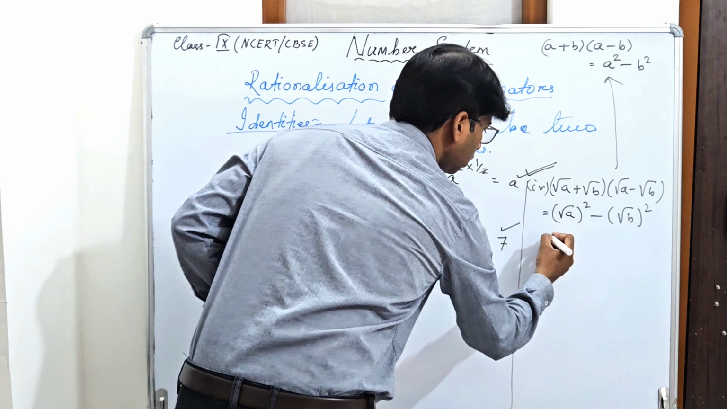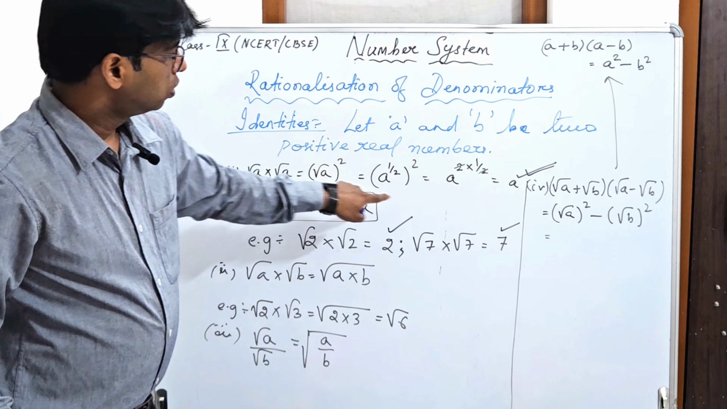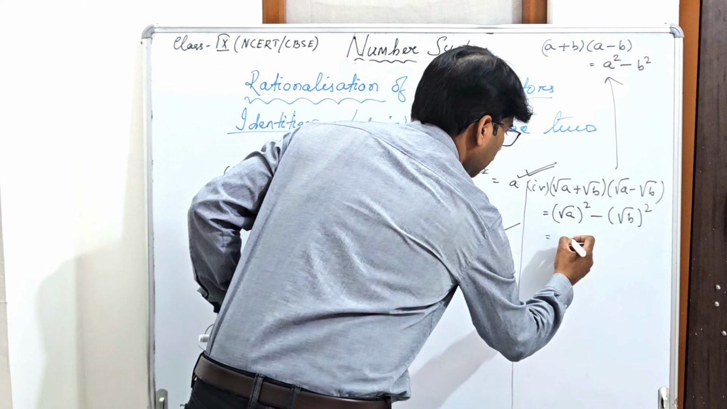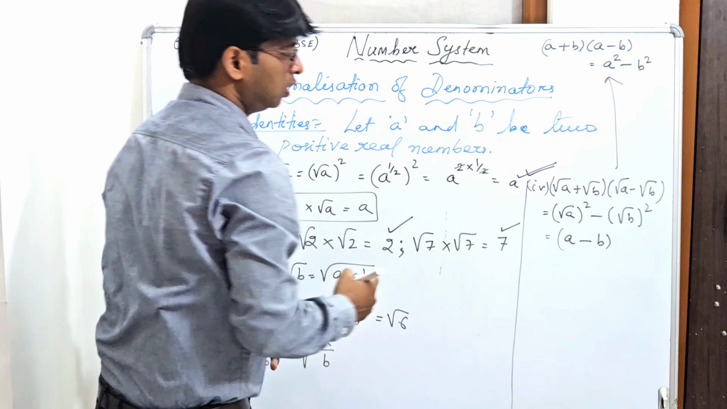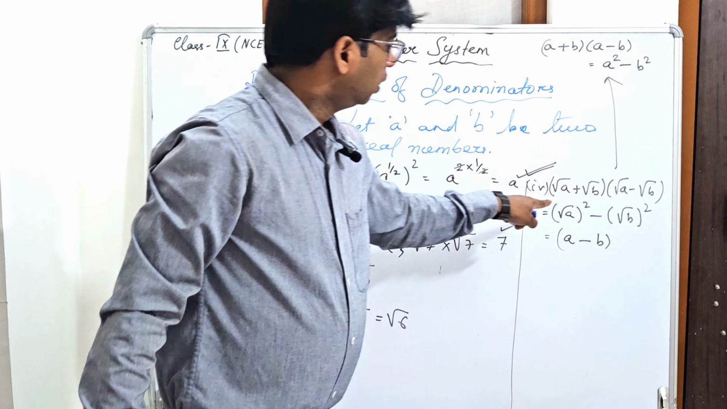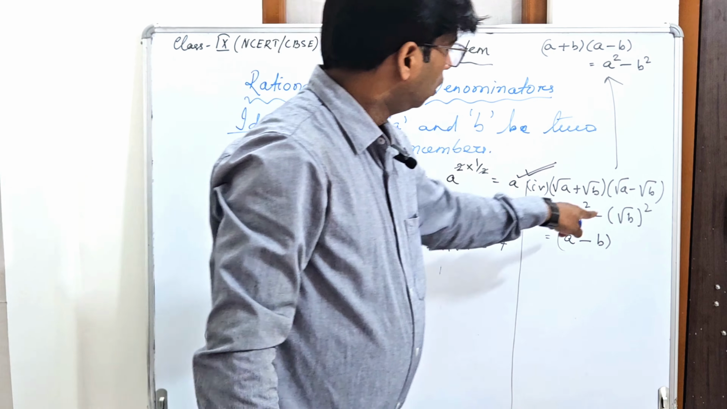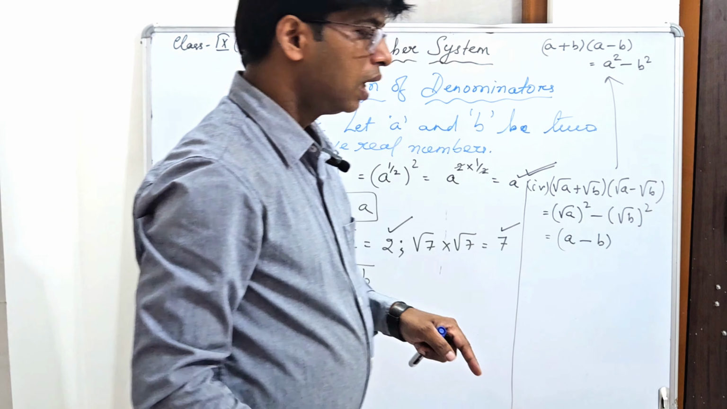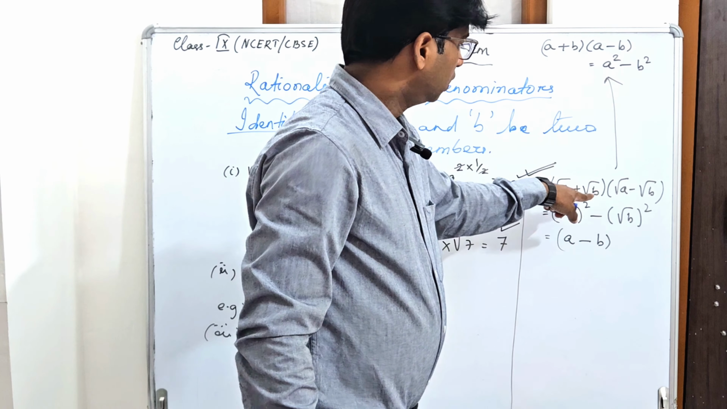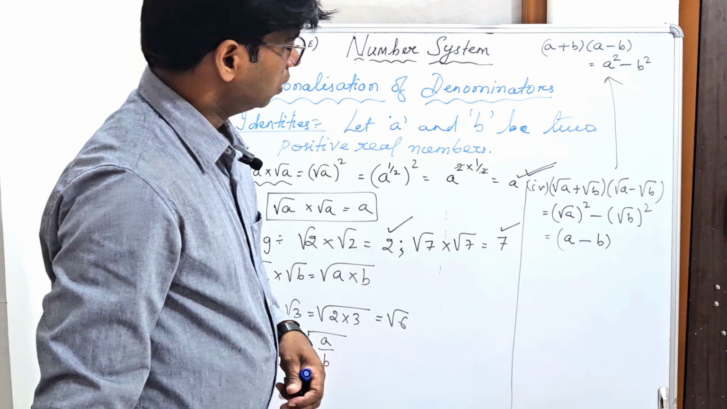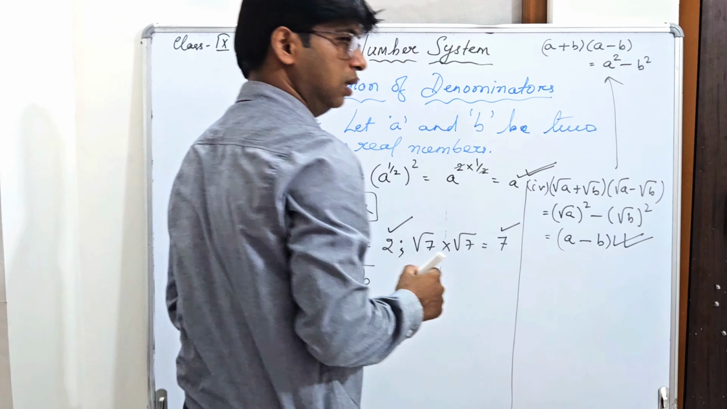Then obviously, if you relate to the first identity, root a whole square is equal to what? A. So here also we'll be writing a, and similarly it will be b. So I can say therefore, root a plus root b, whole into root a minus root b, are rationalizing factors of each other, because if they are multiplied with themselves, you can see you are getting a minus b, which is a rational number.